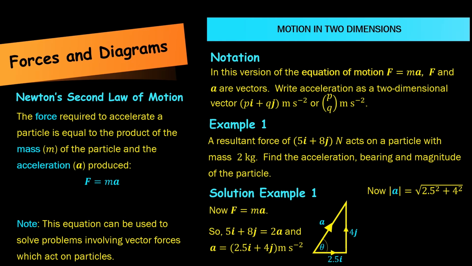We can find the size of a by using Pythagoras. So mod a equals the square root of 2.5 squared plus 4 squared, and therefore mod a equals 4.7. We also know that tan theta equals opposite, which is 4, over adjacent, which is 2.5. And therefore theta is equal to 58 degrees.